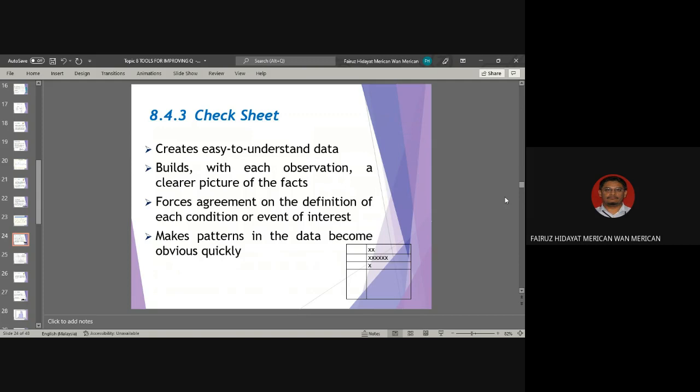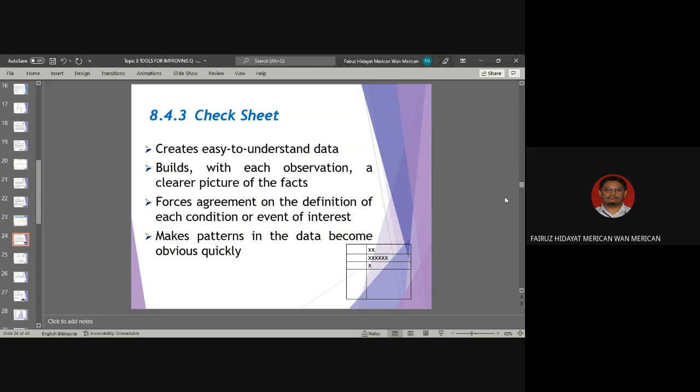A third one is the check sheet. So this is basically a table, dalam bentuk jadual. And the benefit of a check sheet is that it helps to create easy to understand data. So if anyone in the company were to look at the check sheet, then they can understand what all those data means on the table. And it builds a clearer picture of the facts. So when it's easy to understand, it also builds a clearer picture.